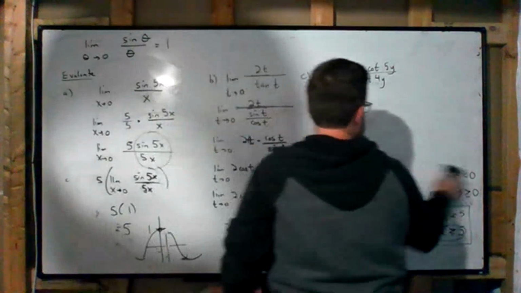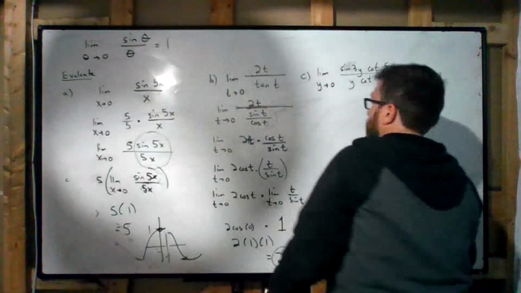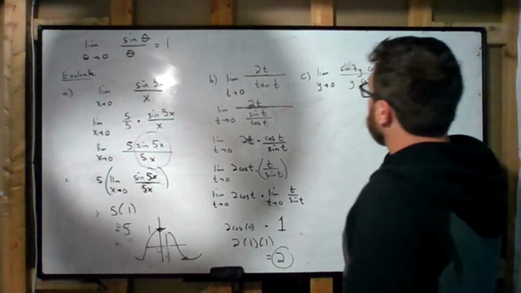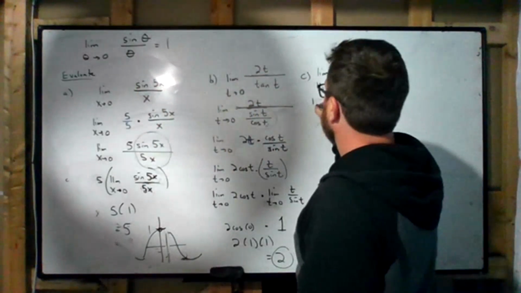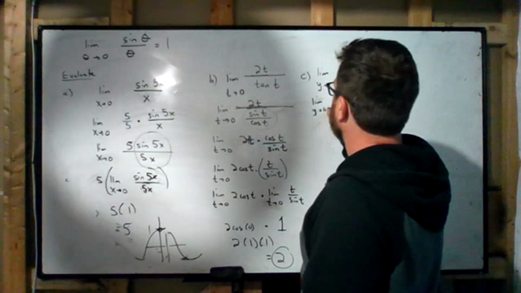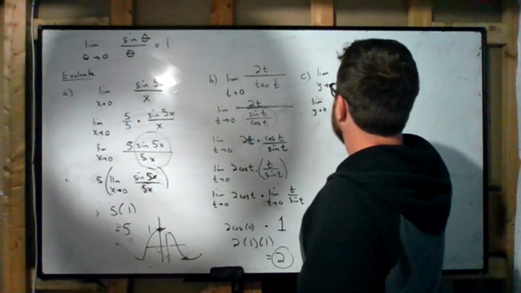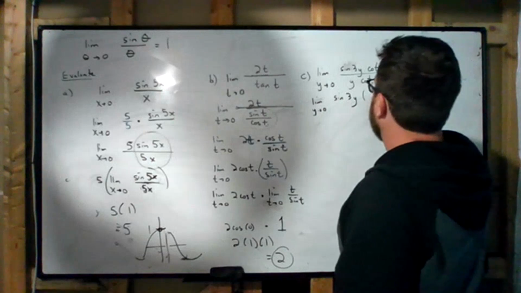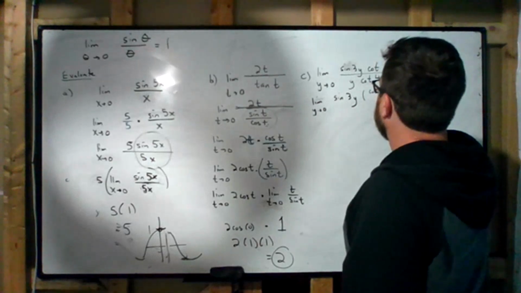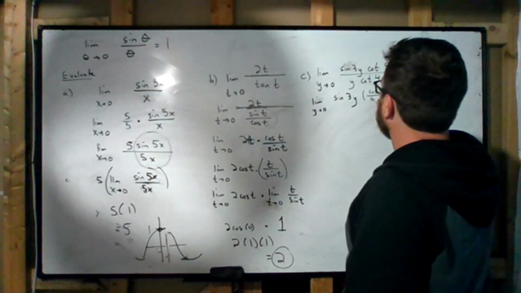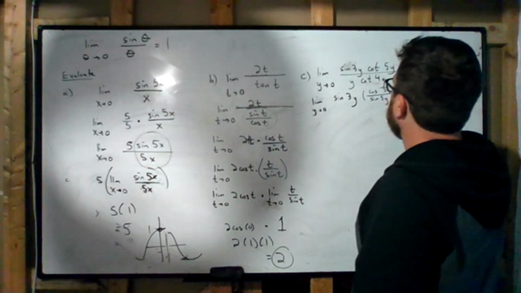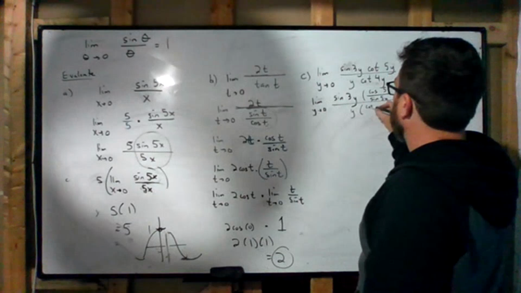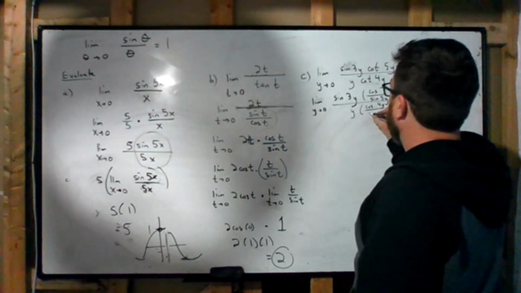And then finally, this takes those ideas and marries them. So turn everything into sines and cosines. So the limit as y goes to 0 of sine of 3y. Now this cotangent of 5y is cosine of 5y over sine of 5y. Then on the bottom I have a y, and cotangent again is cosine over sine, but of the exact same argument.